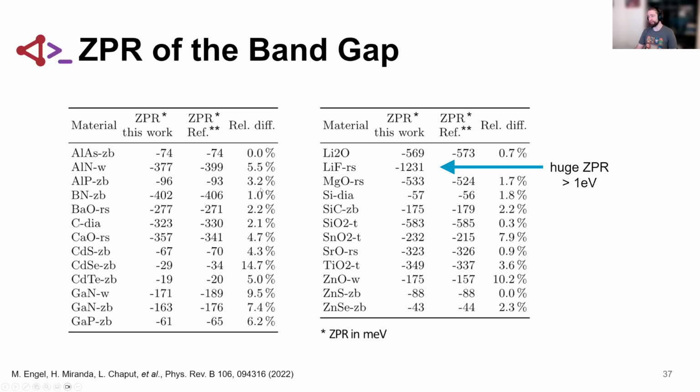But even something like magnesium oxide, for example, can pull a ZPR of about 500 millielectron volts. So that is very substantial. In this publication, we compared our results here, which is the first column, with reference results that were obtained with Abinit, a different code that performs electron-phonon physics.